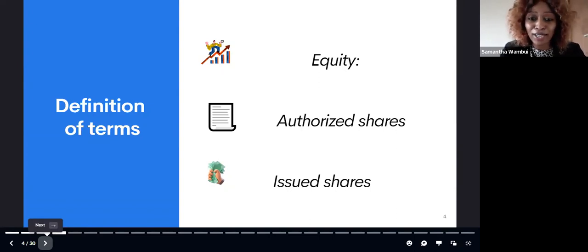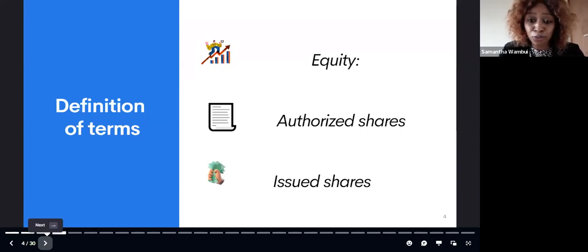Then we have the authorized shares. This refers to the maximum amount of shares a company is allowed to legally issue based off of its corporate charter. These shares are usually set up when a company is initially being incorporated and are not owned by anyone. The corporate charter, however, issues a subset of these shares to the founders.